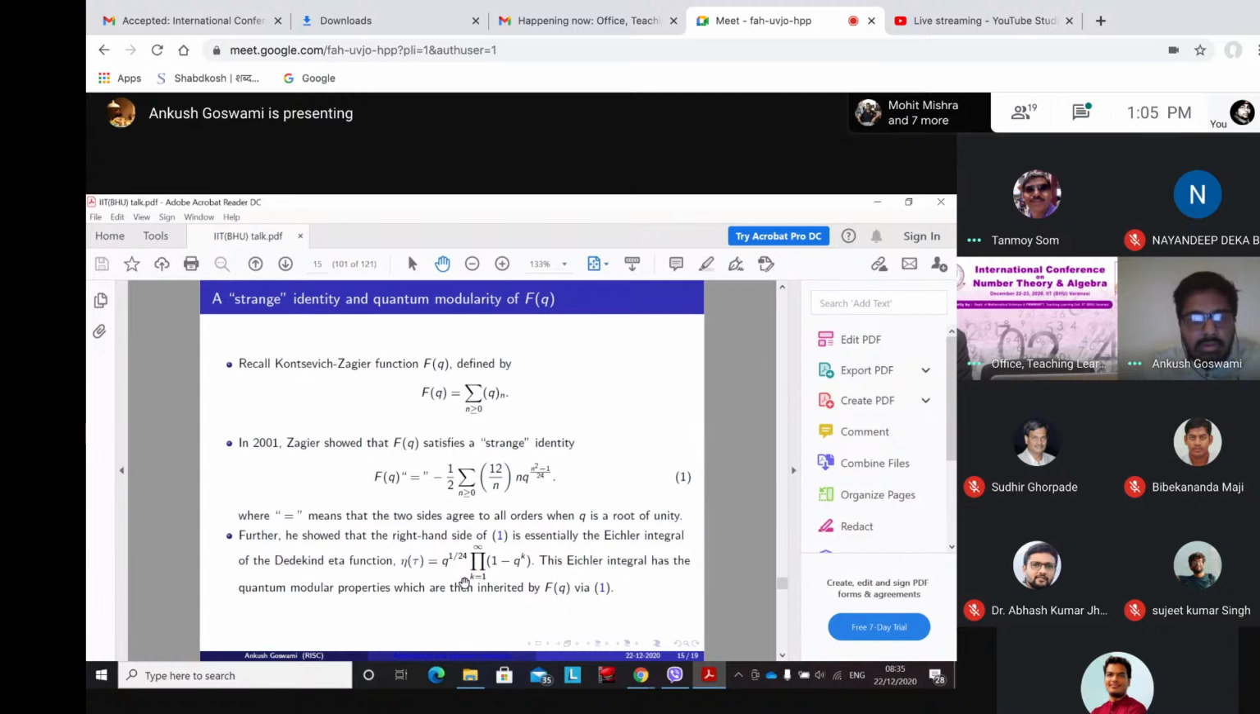Oh yeah, I forgot to mention here. In our more general theorem, we take more general theta series with periodic coefficients, and then we show that one of these theta series is basically the Eichler integral of the other, and vice versa. So you can take more general theta series and show that one is the Eichler integral of the other, and show quantum modularity of the theta series. Is that what you're asking? Yes. Okay, thank you.